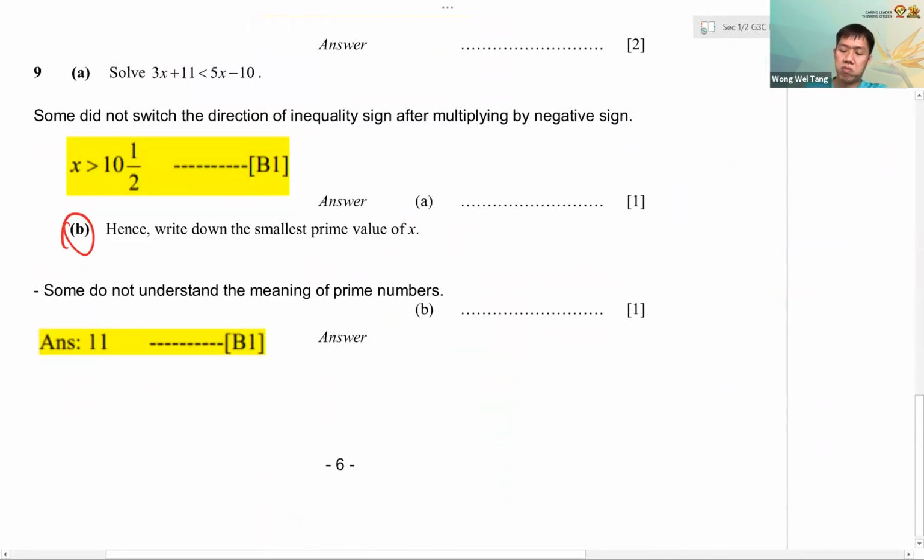9A. I think your class should be okay lah. Solving this, whatever you do on the left side, you do on the right side. If you ever need to multiply or divide by a negative sign, make sure you flip the inequality.